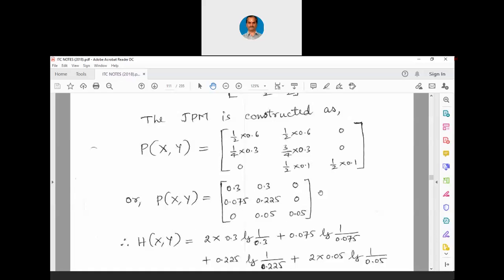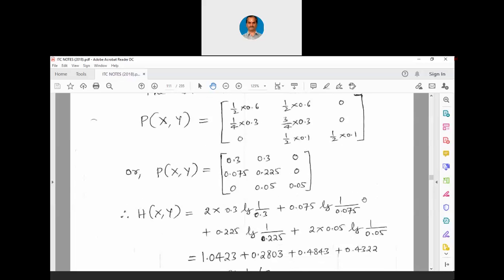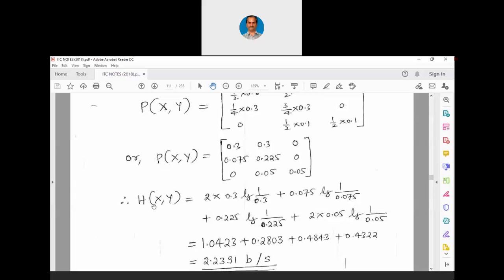Once I obtained the JPM, I can find out everything now from this JPM. Let me find out the joint entropy H of x comma y just by using all these data given in the JPM. 2 into 0.3 log of 1 over 0.3, 0.3 twice they are there, 0.05, 0.05 twice they are there. So that way it is 2 into 0.05 log of 1 over 0.05, remaining is 0.075, 0.225. When we do the summation of all of that, we get 2.2391 bits per symbol. This is the joint entropy now.